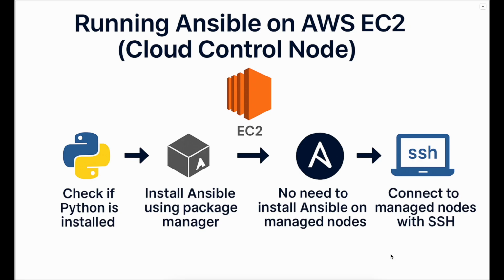This setup is extremely common in DevOps environments, especially when you are automating multiple servers like web servers, app servers or databases, all hosted on AWS. It's reliable, scalable, and easy to maintain, which is why running Ansible from a cloud control node like an EC2 instance is considered a best practice.